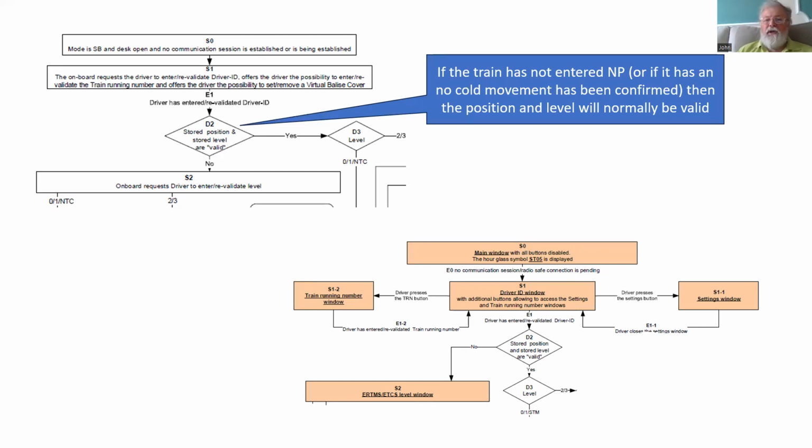Now, if the train has not entered no power, or if it has but no cold movement has been confirmed, then the position and level will normally be valid, providing they were valid before the train went into standby and/or no power. So it's normal where trains are operating, if they're not shut down and the power to the EVC is not disabled, that they will have a valid position and level, and the driver will not be asked to revalidate the level.